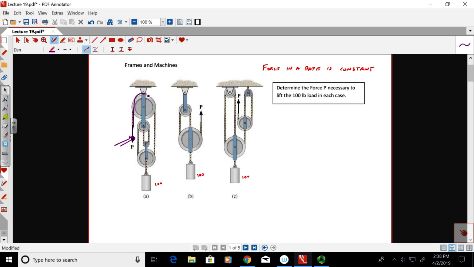It goes here, it goes around there, around there, around there, and there. As you can see, there's only one predominant rope. Of course, there's another rope that holds up the 100-pound weight at the bottom, but that doesn't matter. As you can see, we're tracing with one rope, and the force in that rope is going to be constant throughout the whole thing. That's the key concept that's going to enable us to do the free body diagram here.